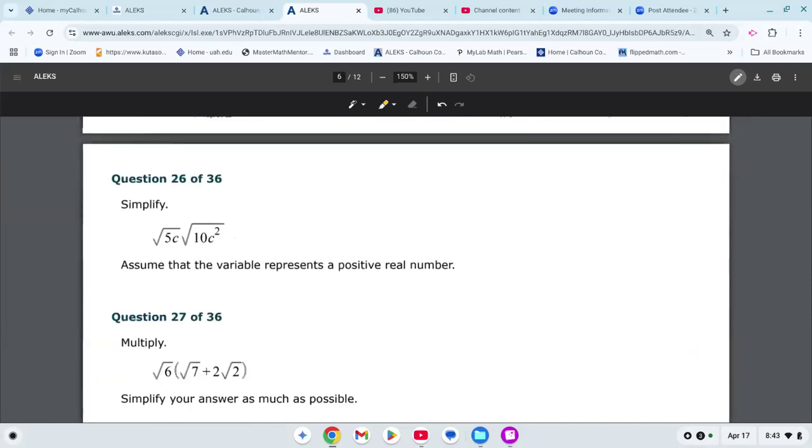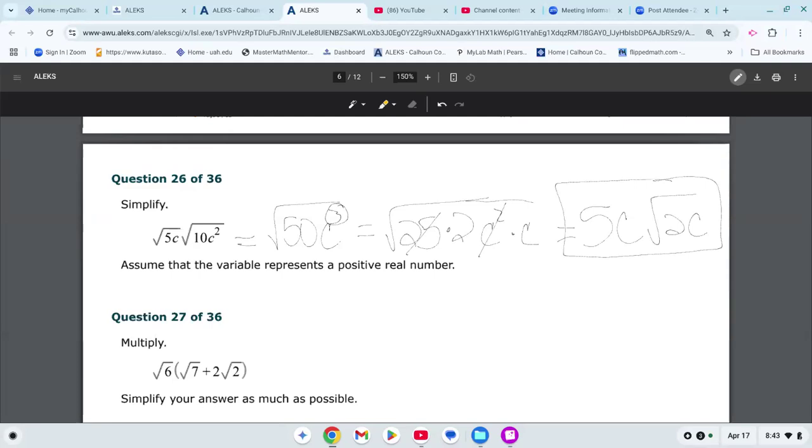Number 26, when I multiply it all together, I get 50c to the third. I'm going to break that up into 25 times 2. And then I'm going to take my exponent, because it's bigger than my index, and split it to c squared times c. So a 5 comes out, c comes out, and the 2c gets left behind. And that would be my final answer for number 26.